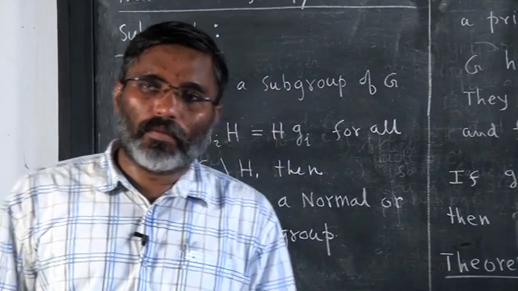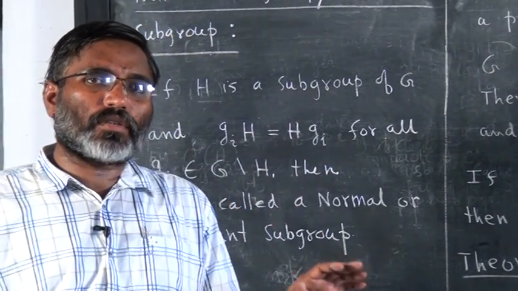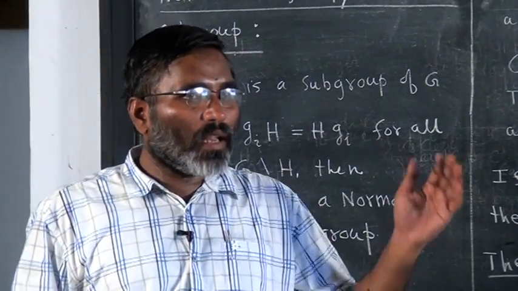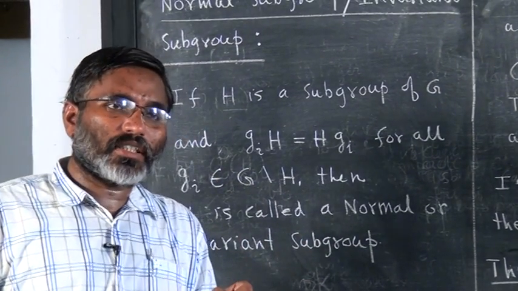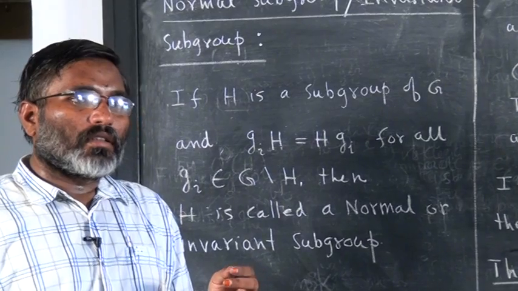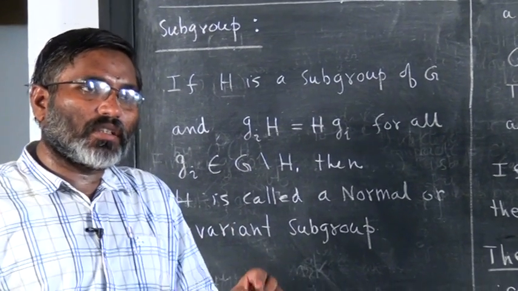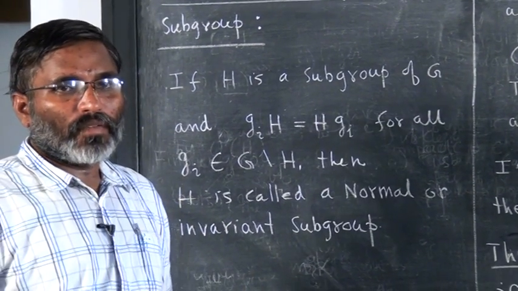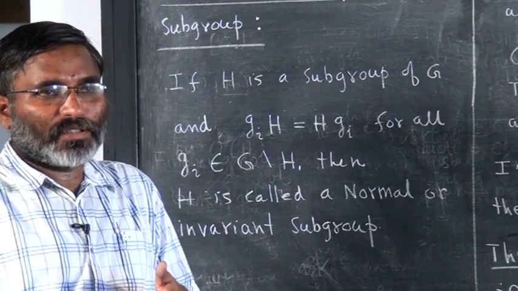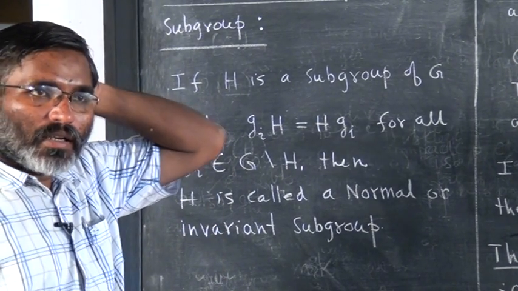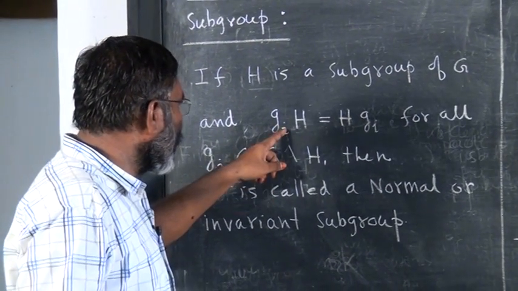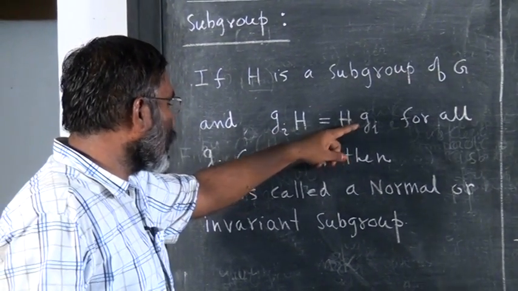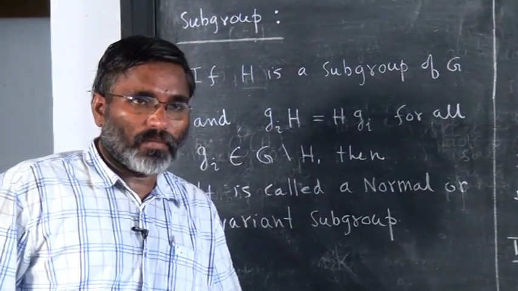So what is a normal subgroup? It's a subgroup for which the left coset will be the same as the right coset for all elements in G but not in H. What happens if I take an element in H? Since H is closed, the coset will be H itself. You cannot generate a distinct element. So if this condition is satisfied, left coset is the same as right coset, then we call it a normal subgroup.